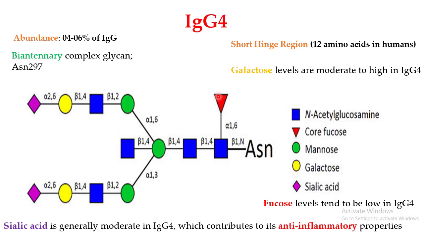Another important property of the immunoglobulin G4 is that they have a very short hinge region, which is about 12 amino acids in the human being. So when you talk about the immunoglobulin G4 of human beings, you are going to see a short hinge region about 12 amino acids long.